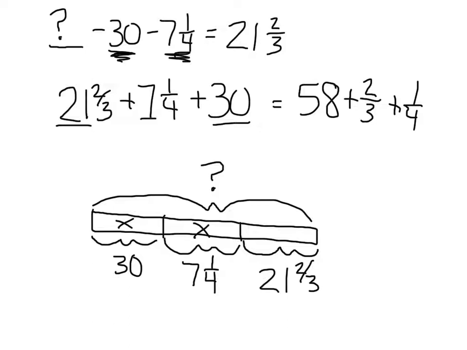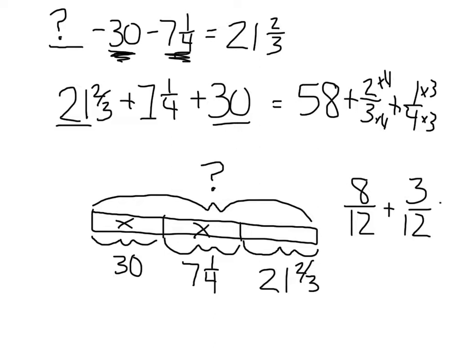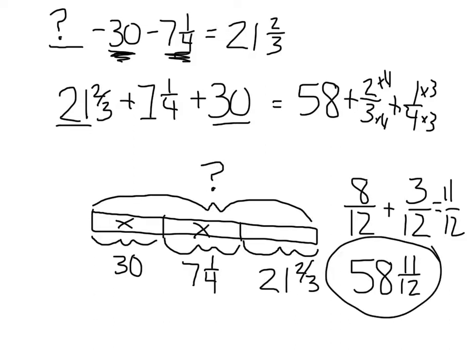My common denominator is going to be 12. 2/3 is going to be 8/12, that's times 4. And my 1/4 times 3 gives me 3/12. And you put those together and you're going to get 11/12. So my answer is going to be 58 11/12, which is what should go in my blank up here. And that's a good way to solve that problem. That's all for today.